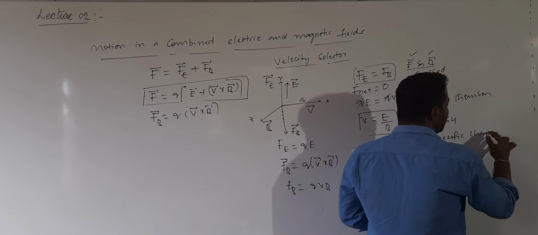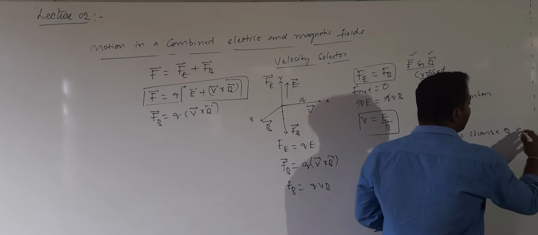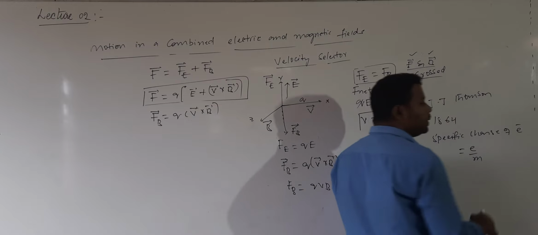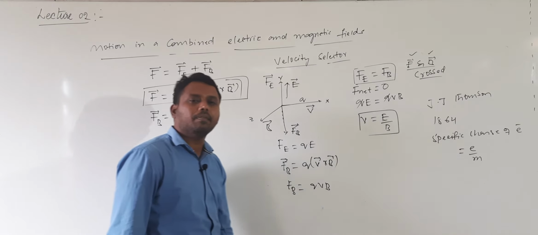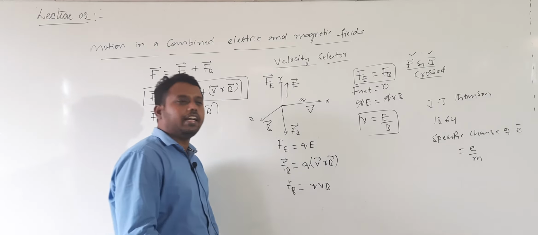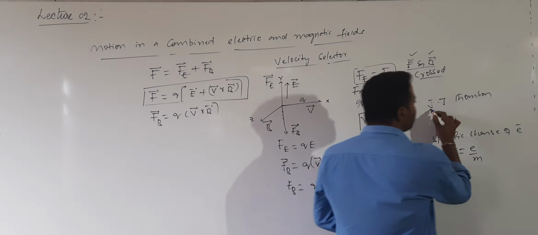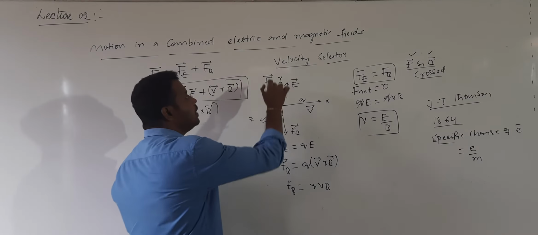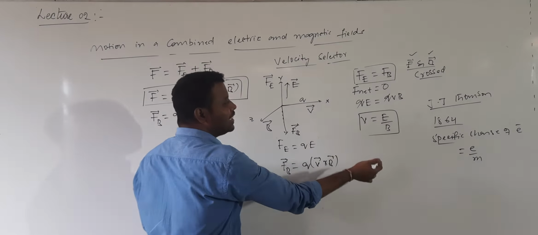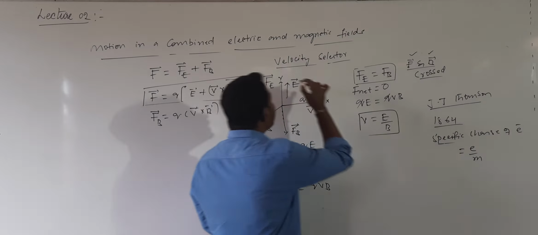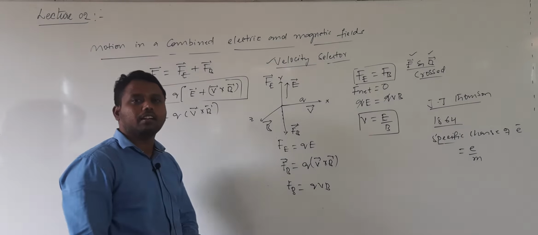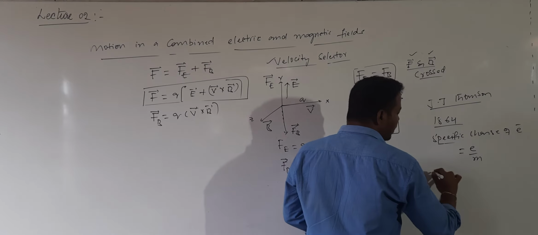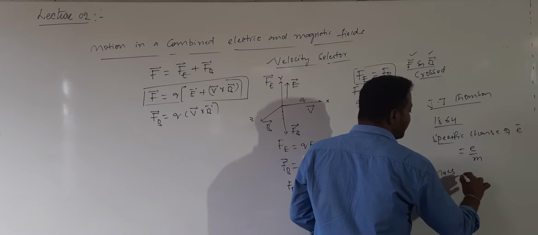What is the specific charge of the electron? It is given by charge by mass. This charge by mass ratio was determined by J.J. Thomson, who also calculated the charge of the electron. So J.J. Thomson calculated the specific charge by the method of velocity selector. This velocity selector phenomenon is also used in the mass spectrometer.